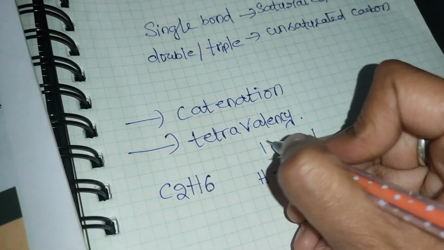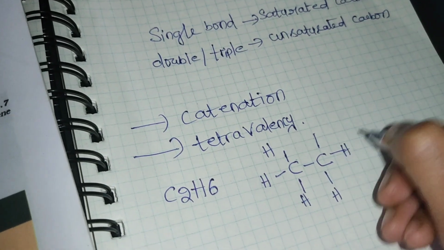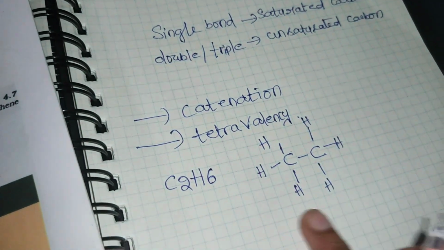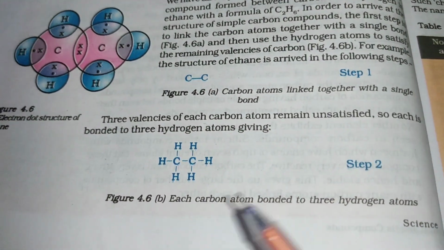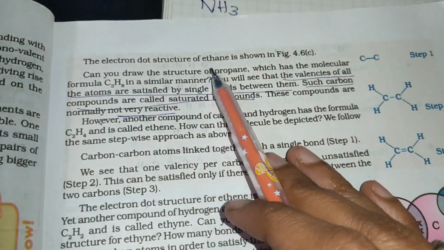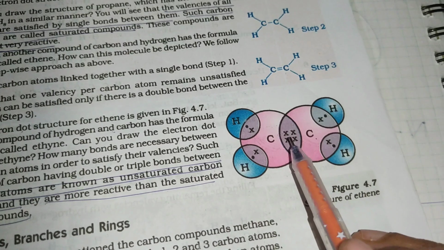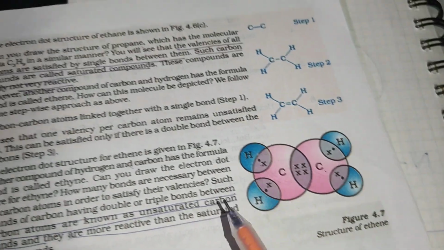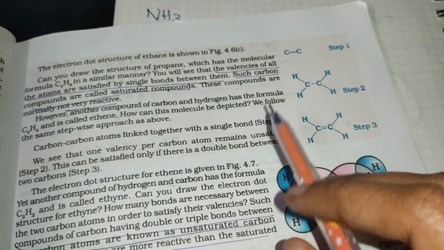So H, H, H here, and H, H, H here. For C2H6, we can count 1, 2, 3, 4, 5, 6. C2H6 is ethane. The second step is the electron dot structure of ethane, which we can also write like this. It is sharing the electrons, so C2H6 we can write like that.